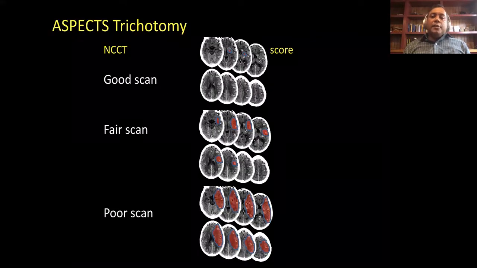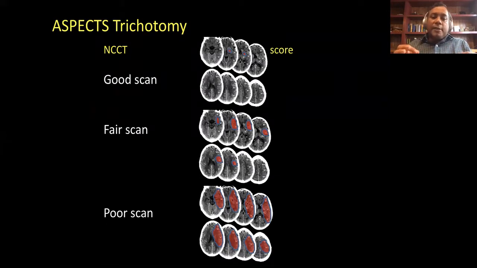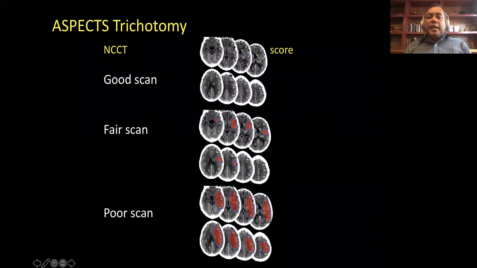Now, as Darshan would know, in our normal clinical practice, we're not as granular as measuring the 10-point ASPECTS scale. What we essentially do is look at the scan and ask ourselves, is this a good scan? Which means very minimal early ischemic changes. Is this a fair scan? Which means there are some early ischemic changes. Or is this a poor scan? So we don't officially go and score an ASPECTS. We just trichotomize the scan as good, fair, and poor. This is for clinical use.